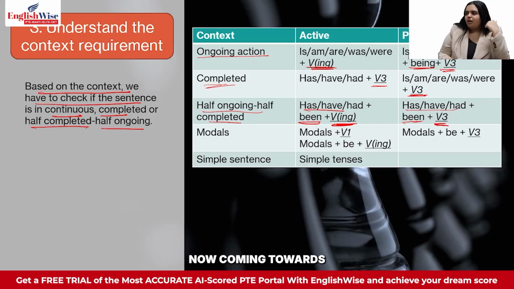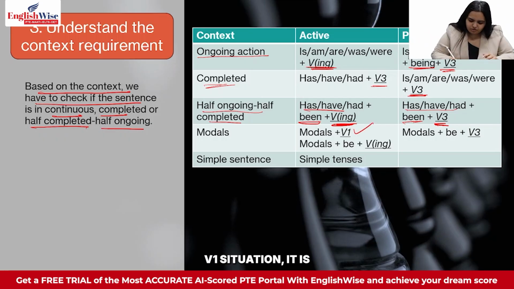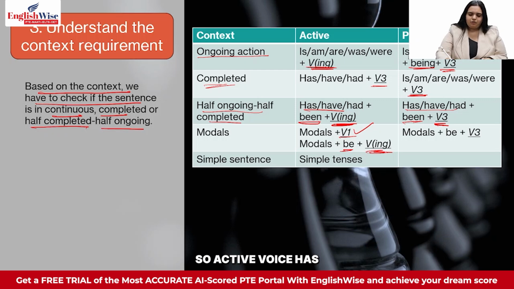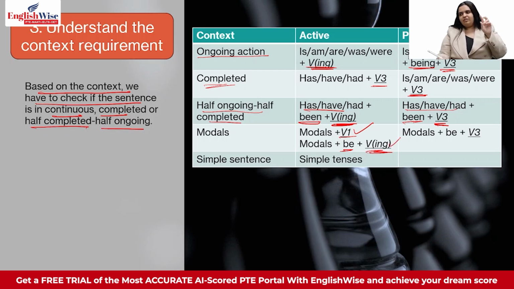Now coming towards modals. Whenever you have modals, that is can, could, shall, should, may, might, must, or so, these kind of words, if it is a simple modal plus V1 situation, it is active voice. But if you want to introduce the word be over there, then it has to be modals plus be plus VING for active voice. So active voice has two chances here: modals plus V1, or modals plus be plus VING. If I give you an example, it can be like, she can complete the project.